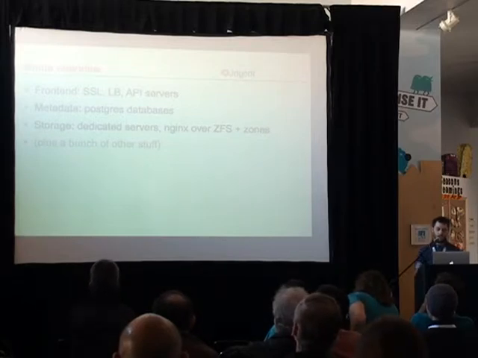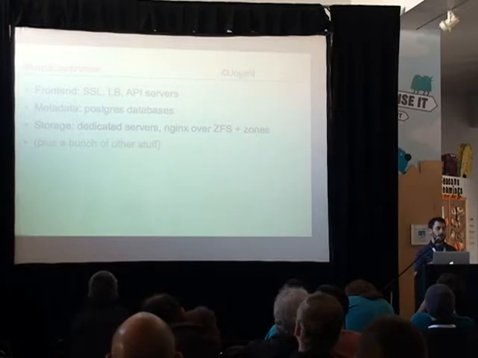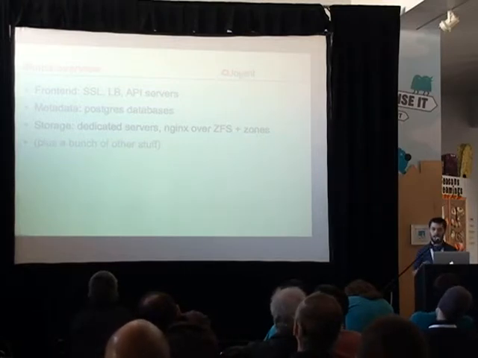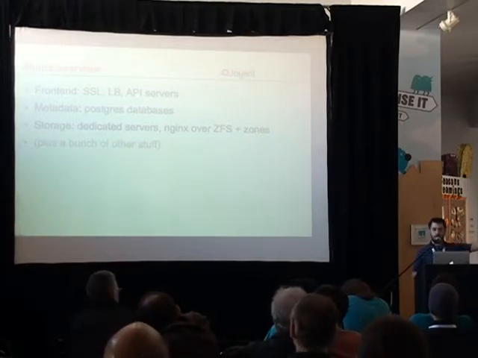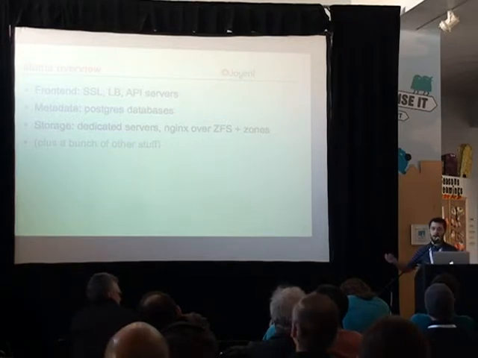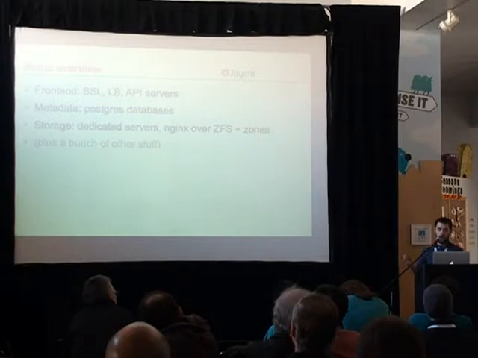In terms of the implementation, the main bits that you need to understand for the rest of this talk are the metadata tier, basically a Postgres database using synchronous replication from a primary to a synchronous peer. And the storage tier is just a bunch of dedicated servers running ZFS and zones with Nginx as the communication between that and the rest of the system.